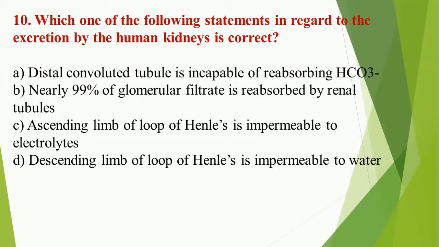Okay, so we have already understood that B is the right statement, A is the wrong statement. Let's see why C and D are incorrect. C, ascending limb of loop of Henle is impermeable to electrolytes, and D, descending limb of loop of Henle is impermeable to water. Now C and D are wrong statements because it's given the other way around. It's given reversed. Ascending loop of Henle is actually impermeable to water and permeable to electrolytes, whereas descending loop of Henle is permeable to water and impermeable to electrolytes. So both are given the other way around. So C and D are also wrong. So the only right statement here is B.